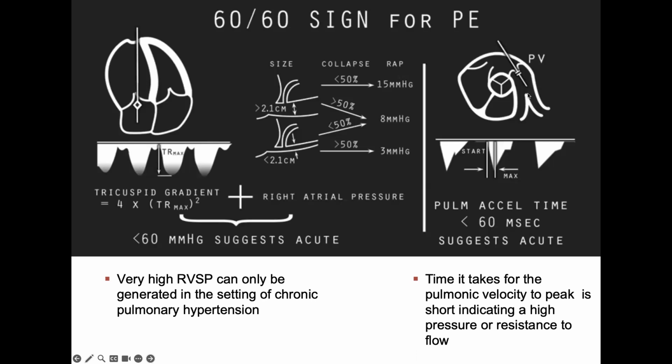Pulmonary acceleration time is, again, the time it takes for the pulmonic velocity to peak. And if it's short, it indicates a high pressure or resistance to flow. This is a short axis view at the level of the aortic valve, also called an RV inflow-outflow view. Here's your aortic valve. Here's your right ventricle, left atrium, interatrial septum, right atrium, tricuspid valve, again, right ventricle, pulmonic valve, PA, right and left PAs.